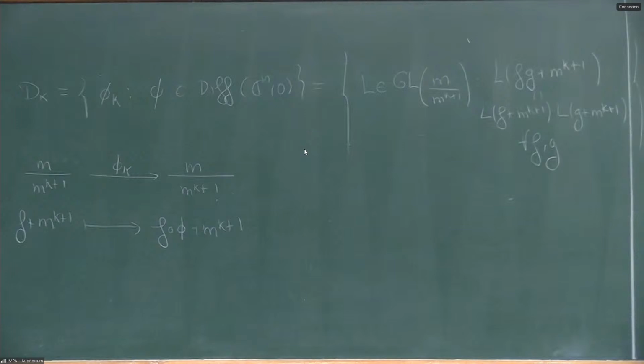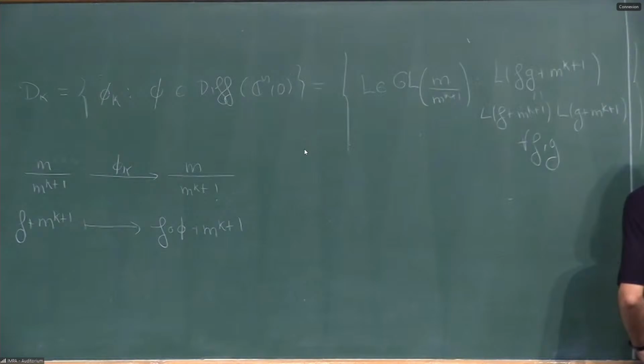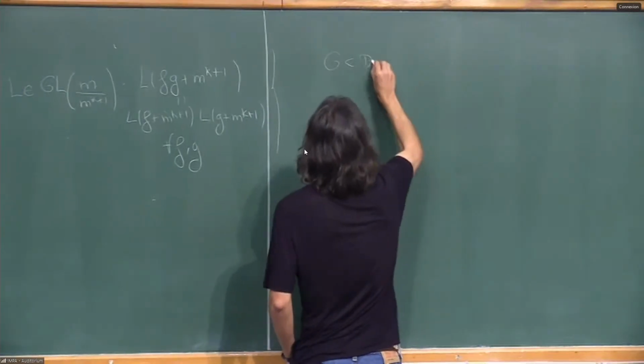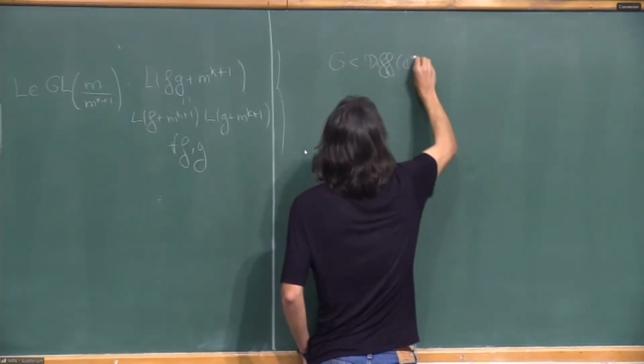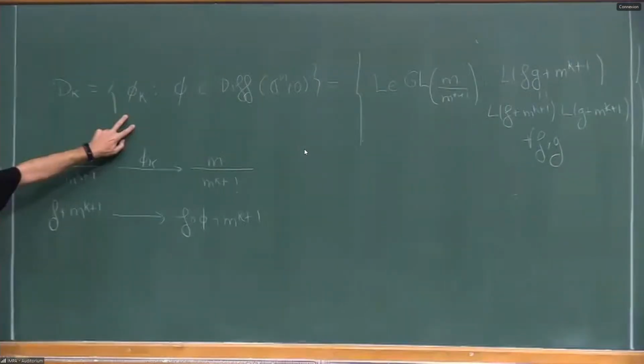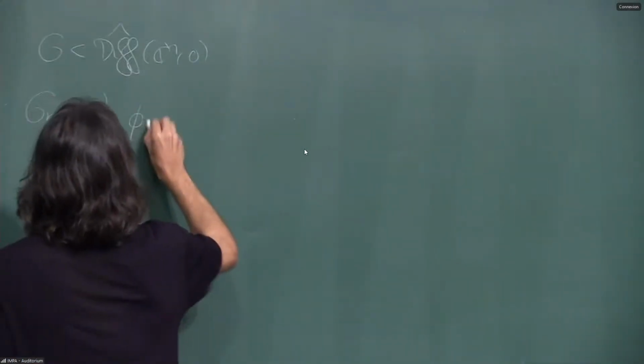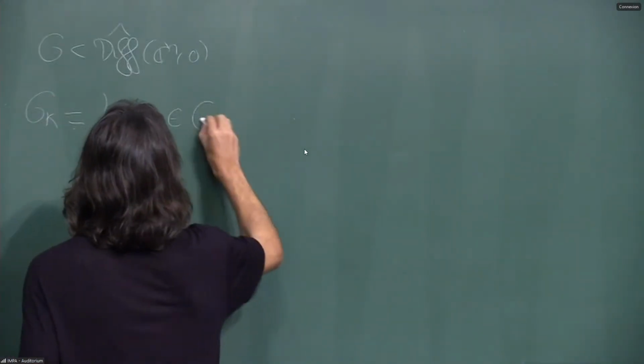In this setting, we can define the Zariski closure of a group of local diffeomorphisms or formal diffeomorphisms. The definition is going to be the same, right? What we are going to do is consider, for every k, the subgroup induced by the k-jets of elements of G, right? This is very easy to see that it's a group.